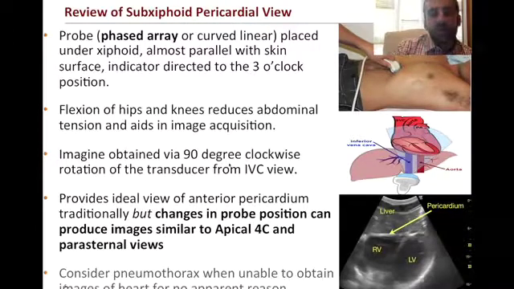Again, 90-degree rotation from the IVC view. And the key thing about this is that by making changes in the probe position, by adjusting the rotation and the angle of the ultrasound probe, you're actually able to get very similar 2D images as you would get from the apical and parasternal windows. And I encourage you to practice using the ultrasound probe in this subxiphoid space and learning how you can manipulate by changing the rotation and the angle to get 2D images that look very similar to the apical and parasternal views.